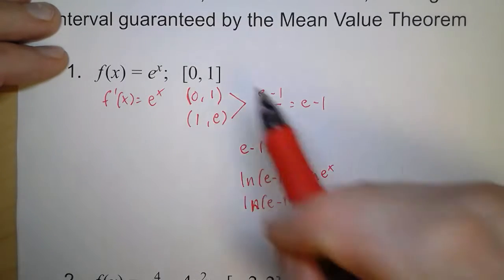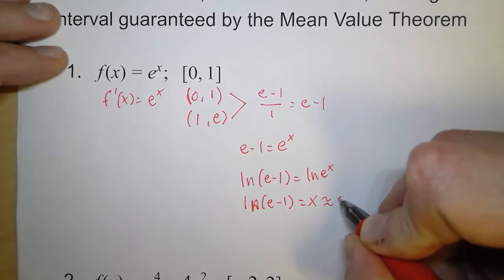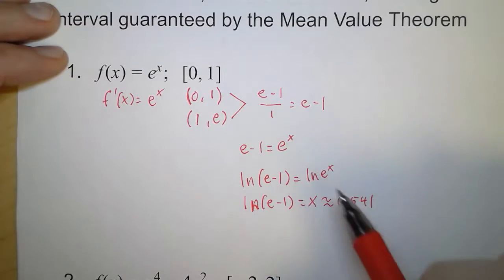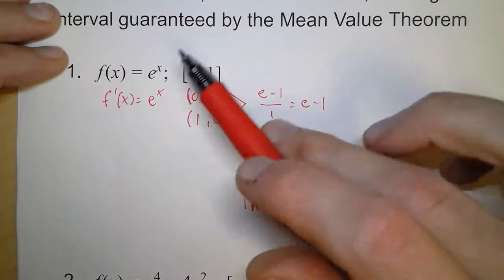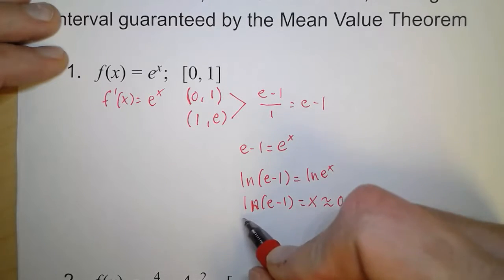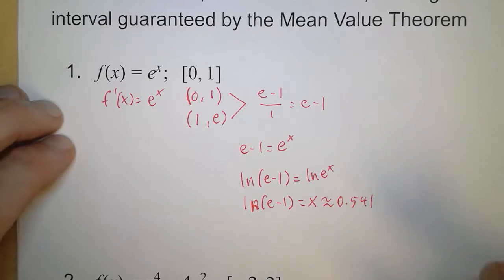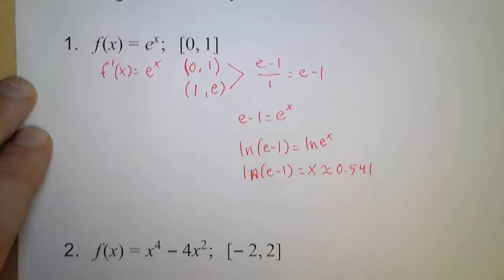So we have ln of e minus 1 equals x. Now, we want to be sure that it falls between 0 and 1, so I'm going to take an approximate value of e minus 1, and ln of that is approximately 0.541. If it weren't in this interval, we wouldn't count this value, but as it turns out, it is on the interval from 0 to 1. So there's our exact answer, ln of e minus 1, and 0.541 is our approximate decimal answer.